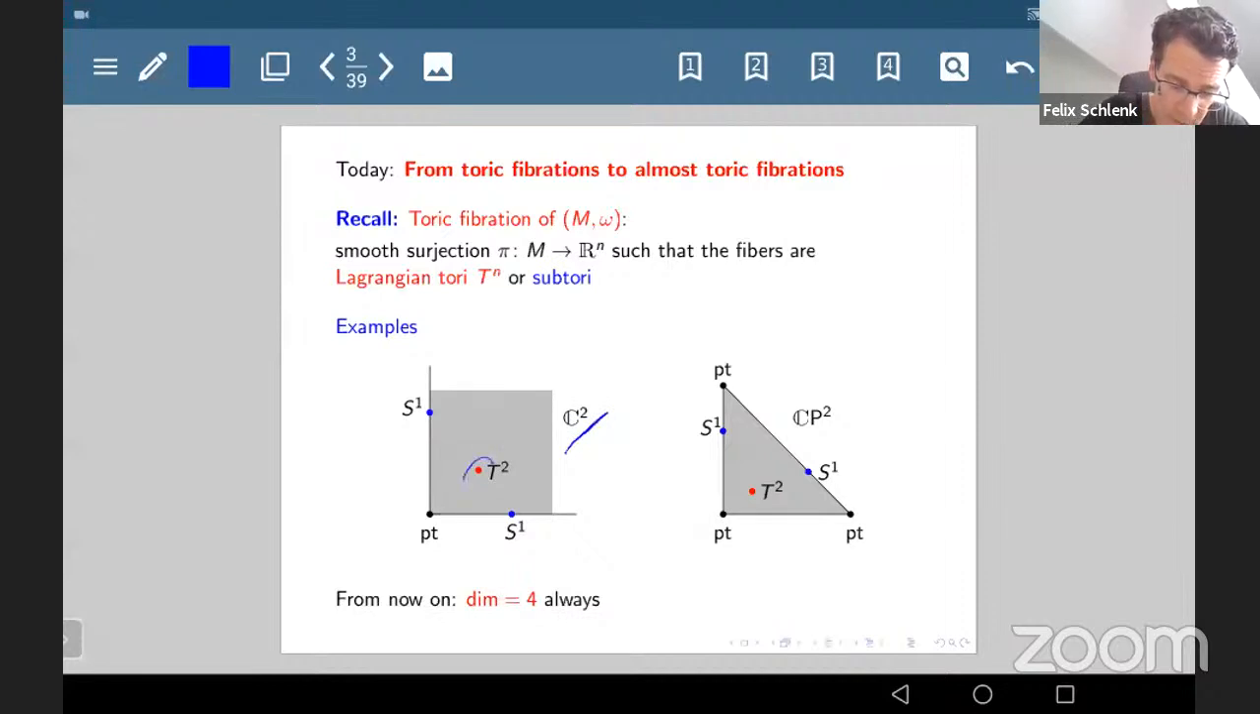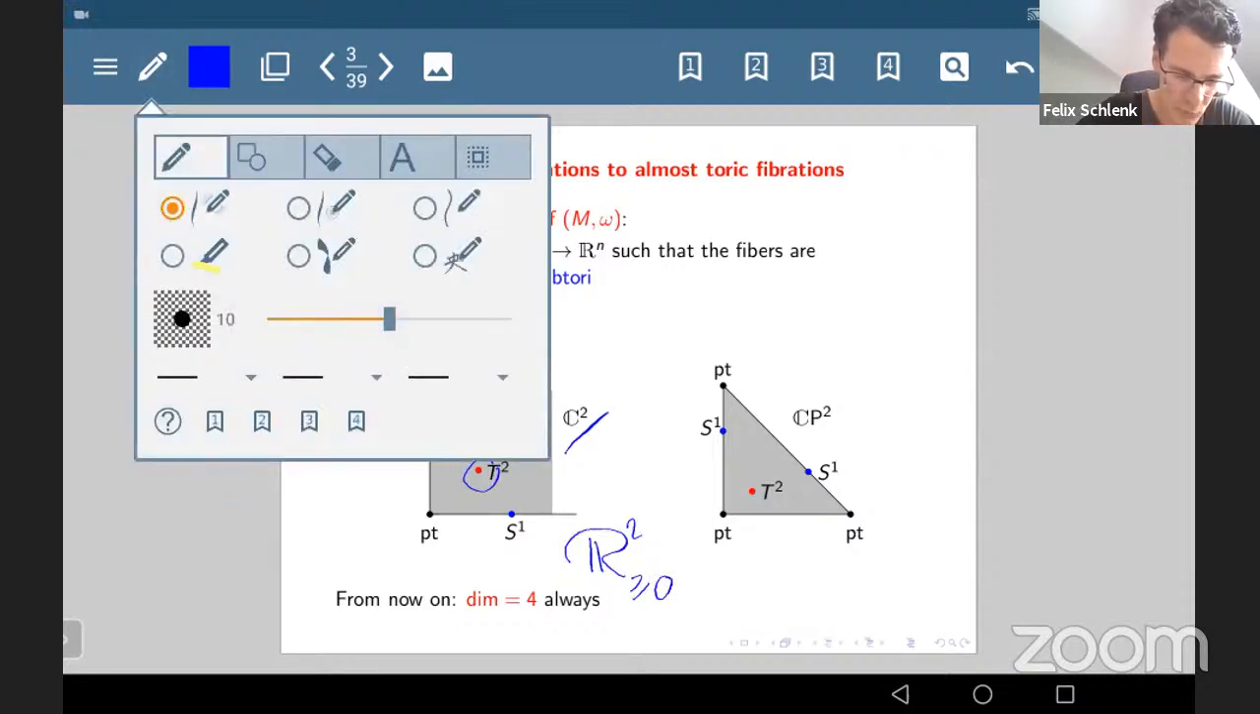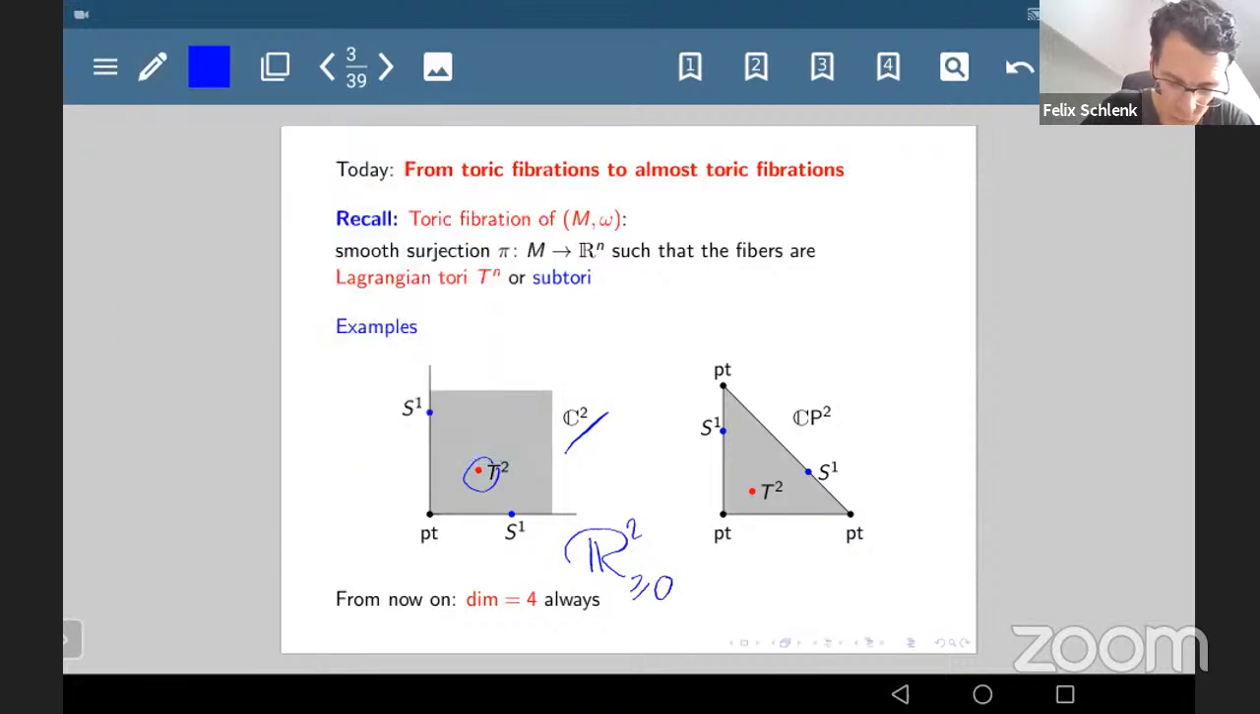In a generic point here in the interior, so this is the positive quadrant, right? I mean, everything in R2 bigger or equal than 0. I want it a bit thicker. Good. So in an interior point here, you have a full Lagrangian torus, and you can really think of it as a product torus. And at the boundary points, you have a circle, and in this only point, you have a point.